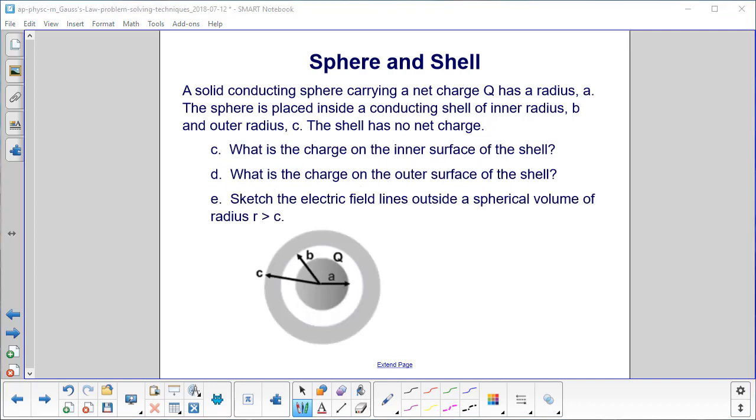3 more parts to the problem. What is the charge on the inner surface of the shell? So we're looking for the charge here. Then what is the charge on the outer surface of the shell? That's there. And finally, sketch the electric field lines outside a spherical volume of radius r greater than c. So that's out here somewhere, greater than c.